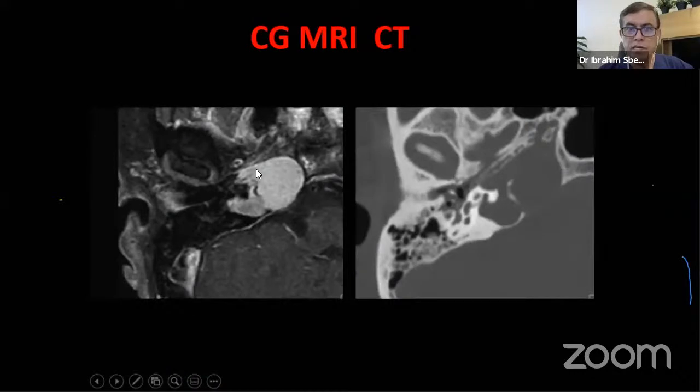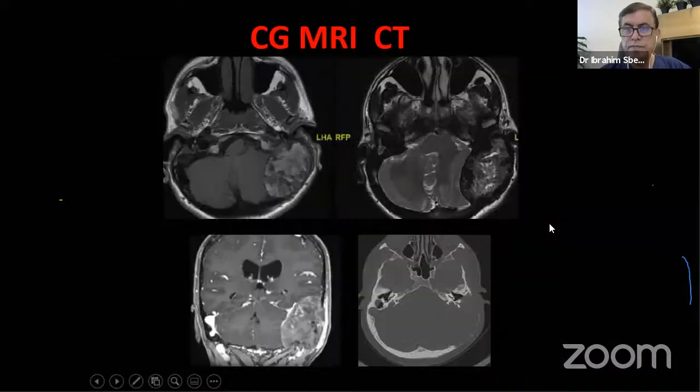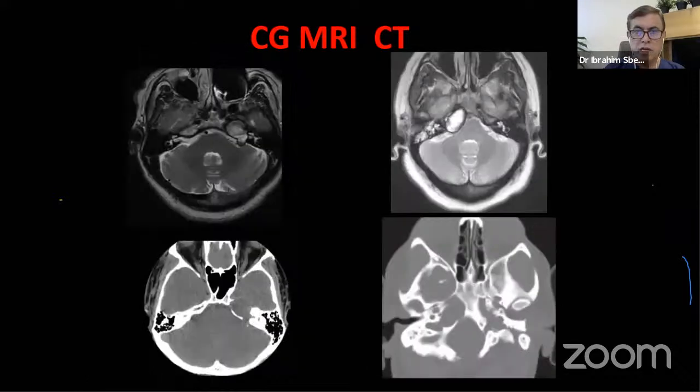Combining the MRI and CT, you will get full information about how to go and where to go. Cholesterol granuloma, CT, destruction: a large cholesterol granuloma, destroying the bone completely. So the combination of MRI and CT will give you beautiful knowledge of the anatomy and the pathology that you are going to deal with. Further cases of MRI and CT.